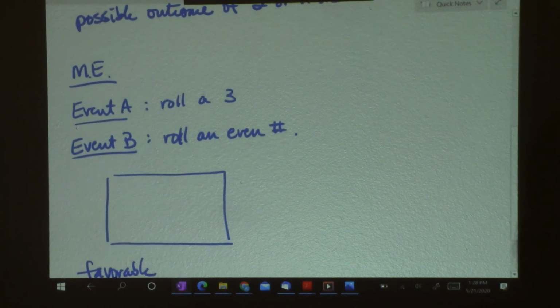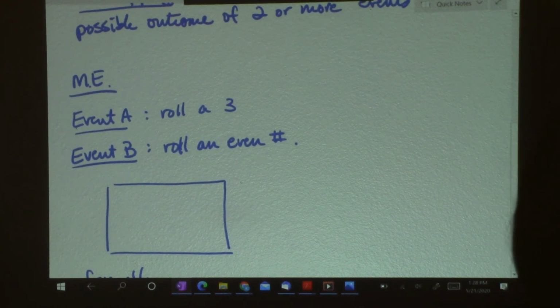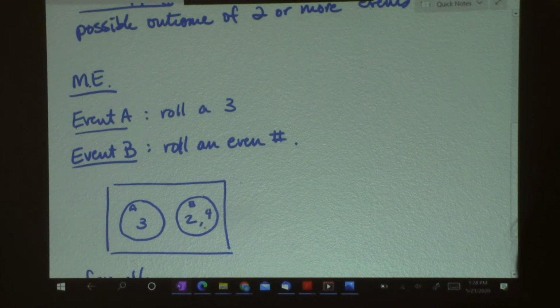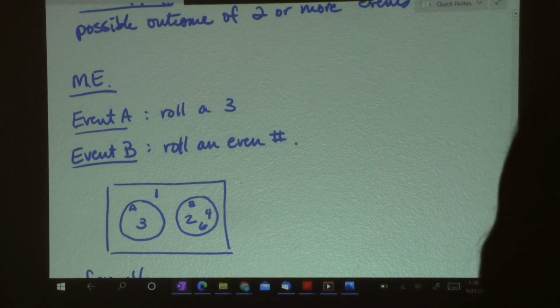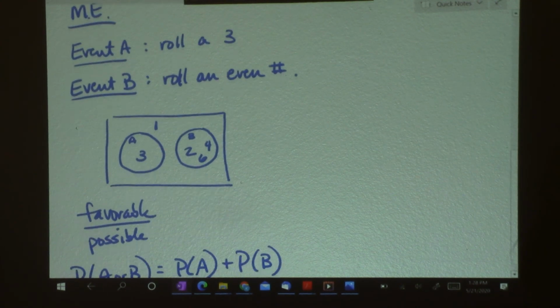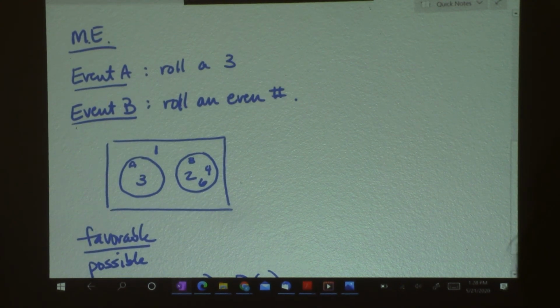So let's show that with a Venn diagram. Go ahead and draw the box, and then we're going to put a circle inside, and in event A, I just have a 3. And in event B, I have 2, 4, or 6. And then 1 is a possibility, but it's not favorable. It's not what I want. Okay? So remember now, probability is favorable out of possible. Okay?